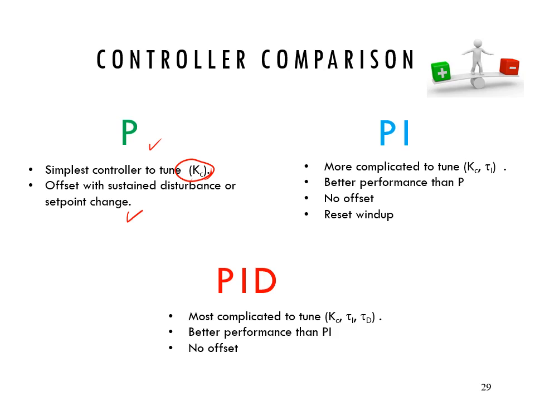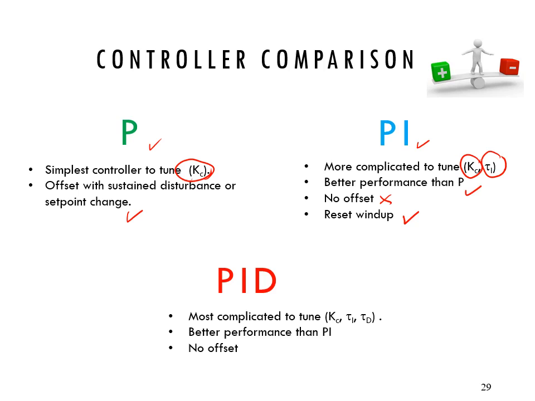Next, we move to the PI controller. As opposed to the P only controller, the PI controller results in no offset. However, it will cause reset windup, and it has two terms, which are Kc and also the integral time. It is more complicated than the P only controller. However, it has a better performance than the P controller.